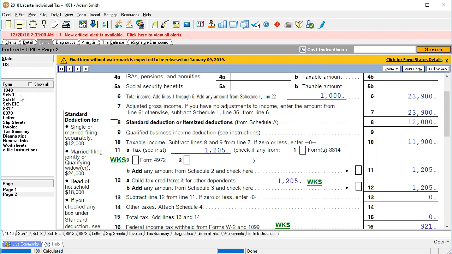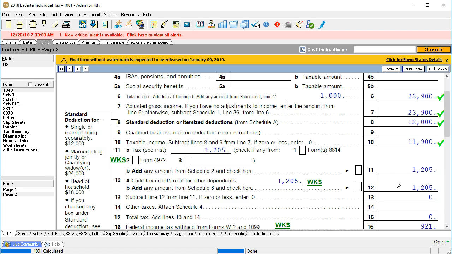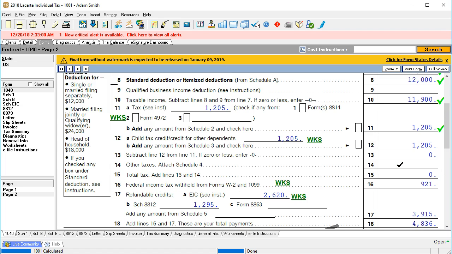So if I uncheck this, it's still there. And if we go through this, we're going to say, all right, now the wages are 20,000. We've got the taxable interest, or we've got the interest, 1,600, qualified dividends, 500. And then we've got the other income, 1,000, bringing a total of 23,900. No adjustments to income, adjusted gross income then being 23,900. Then we have the standard deduction, 12,000 for the single individual. We have then the taxable income, subtracting the 12,000 from the 23,900, at 11,900. Then we have the tax calculation of 1,205, tax 1,205.